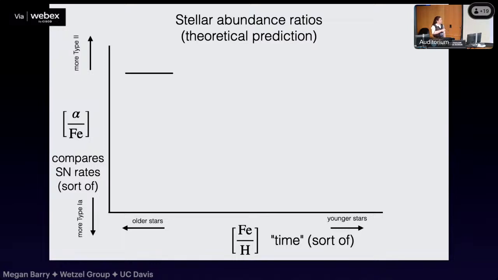So the earliest stars will kind of just proceed in iron at whatever the alpha over iron ratio of a core collapse supernova is. And then as time goes on, as Type 1As start to turn on, both within a single stellar population and just galaxy-wide, we expect this ratio to go down as these 1As produce more iron.